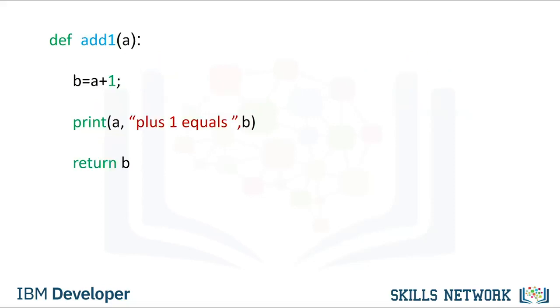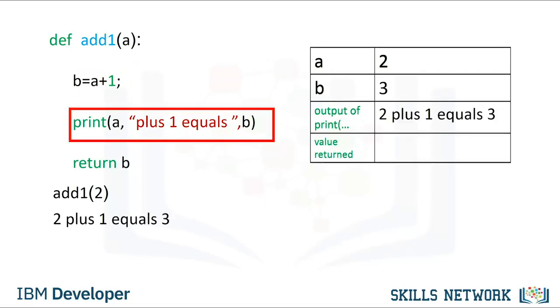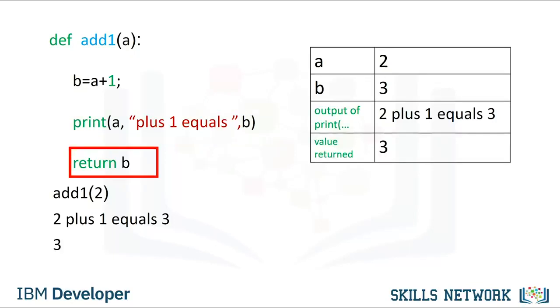Usually functions perform more than one task. This function prints a statement then returns a value. Let's use this table to represent the different values as the function is called. We call the function with an input of 2. We find the value of B. The function prints the statement with the value of A and B. Finally, the function returns the value of B, in this case 3.